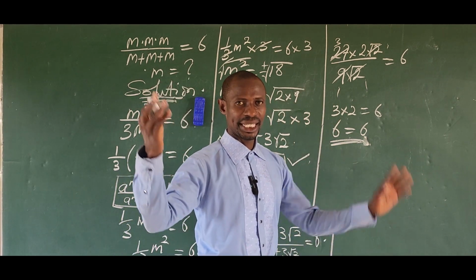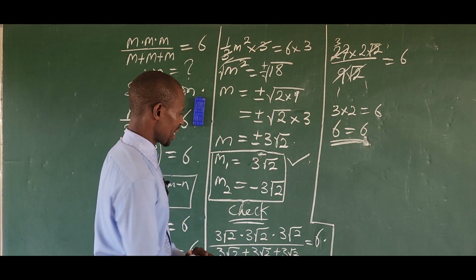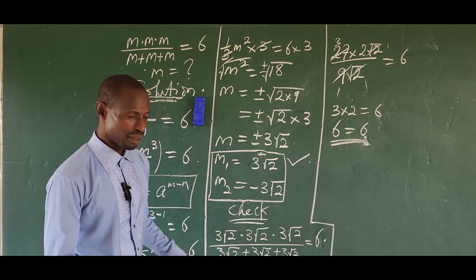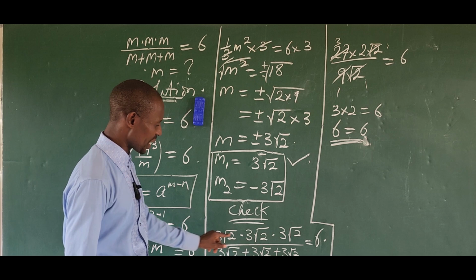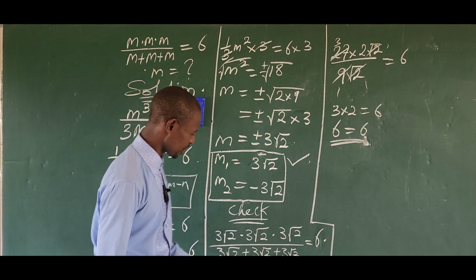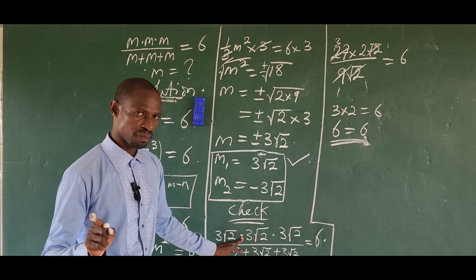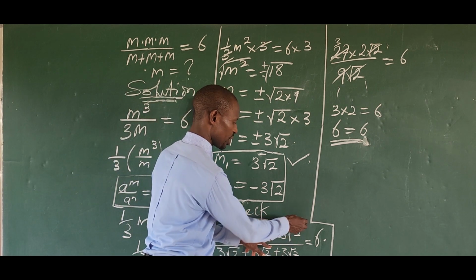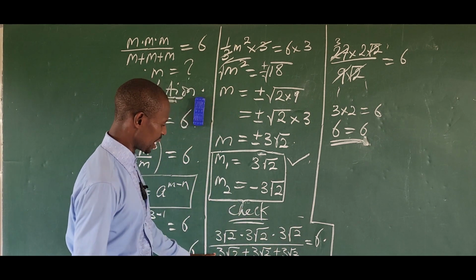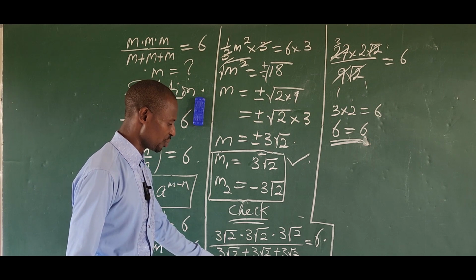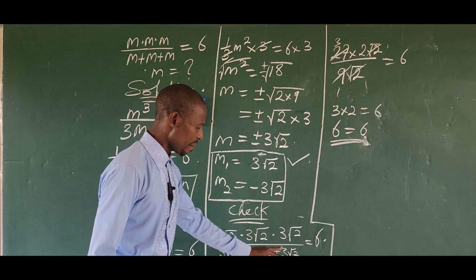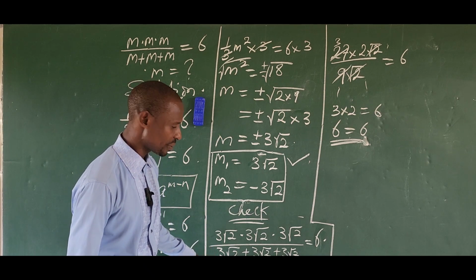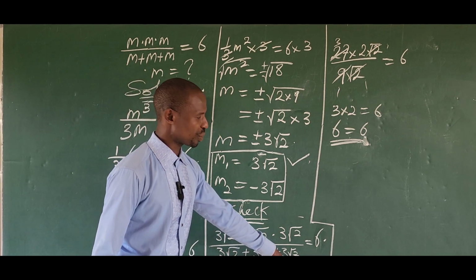So this shows that the first one is correct. Now the second one we take the same pattern. The only difference is the minus. If we have here to be minus, here to be minus, here to be minus, then minus times minus will give us plus, and plus times minus will give us minus. So we're going to have minus from the top here. Then we now have minus 3 root 2 minus 3 root 2 minus 3 root 2. Together that will give us minus 9 root 2.